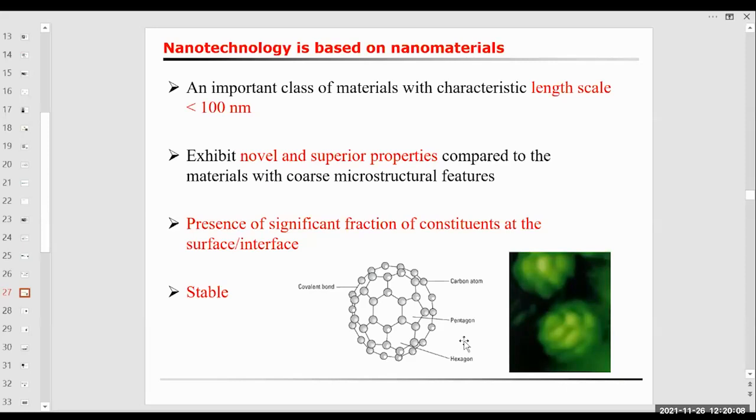You will see those numbers anyhow. It will not be more than 100 nanometers. So when you talk about optical phenomena, phonons are important. Photons are important.